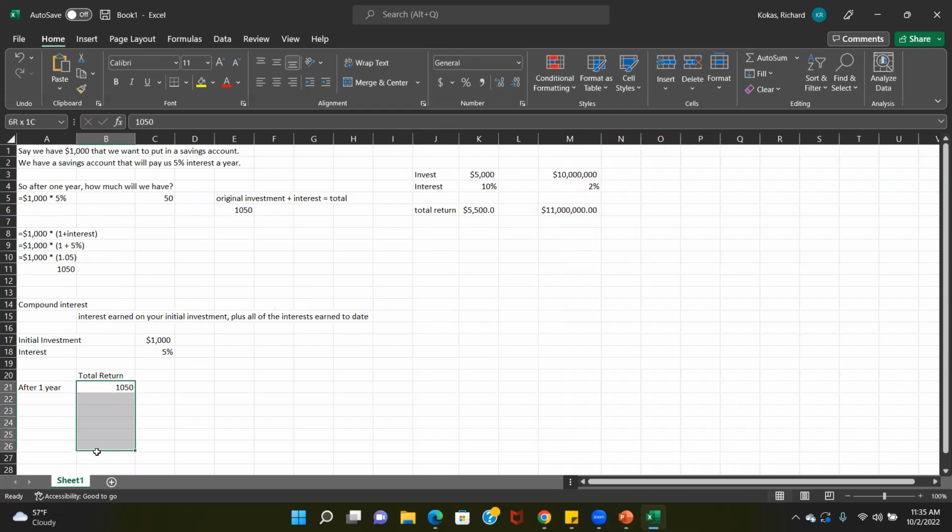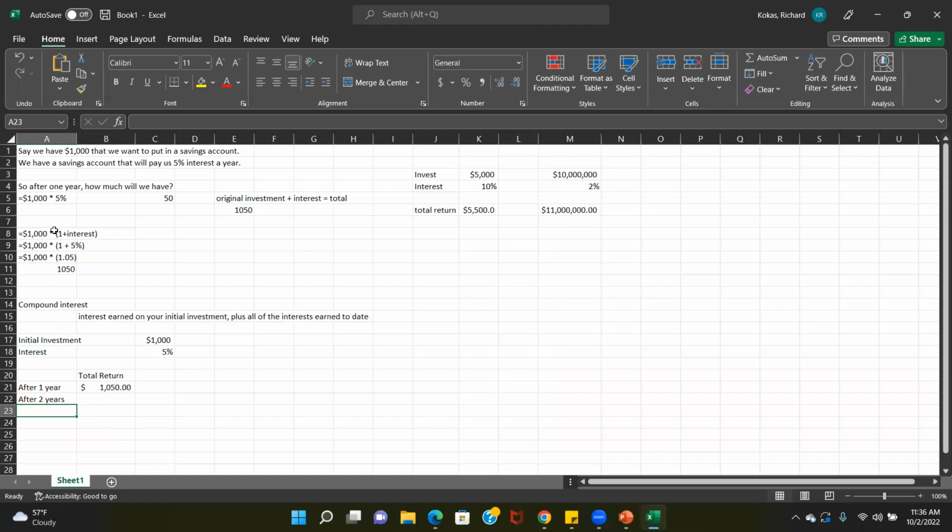But now what if we want to leave it in there for more than 1 year? Well, how interest works is it's not like they're just giving us $50 every year. We're getting interest on this dollar amount, whatever the balance is in our account. So when we initially invested the $1,000, that was our balance, and we got 5% interest. After 1 year, our new balance is $1,050. So after 2 years, what's going to be our new total that we have in there?